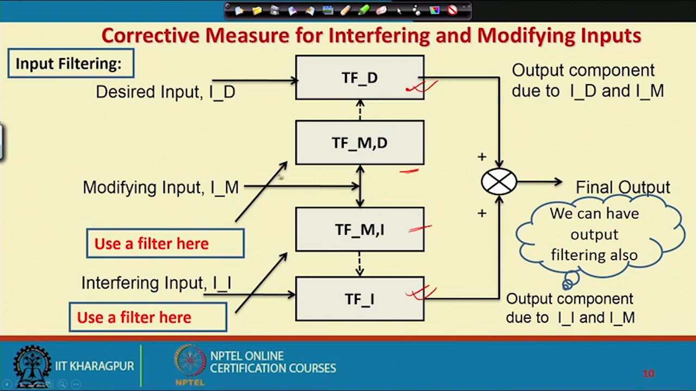So, I can put a filter here to filter out the effect of the modifying input, or I can put a filter here to filter out the effect of the interfering input. It is also possible to put a filter at the output. Putting a filter here is known as input filtering, and putting a filter at the output is known as output filtering.